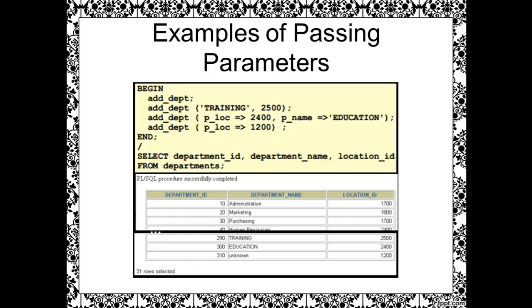This is the example of passing parameters. We begin: add_dept with 'training', 2500; add_dept with p_loc as 2400 and p_name as 'education'; add_dept with p_loc 1000. And we end it. Then select department_id, department_name, location_id from departments, and this is the result: department ID, department name, and the location ID.